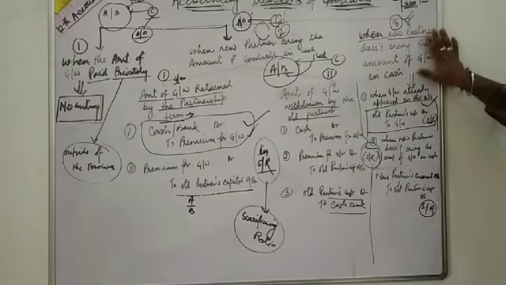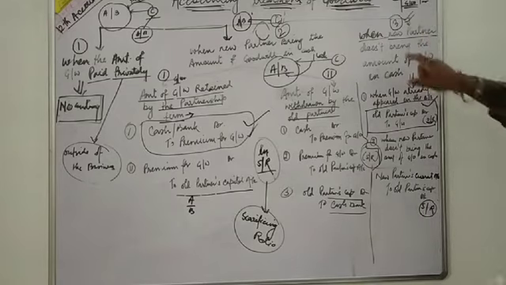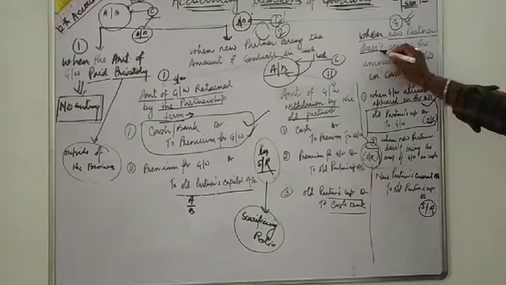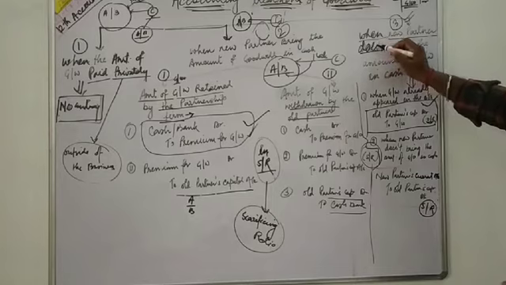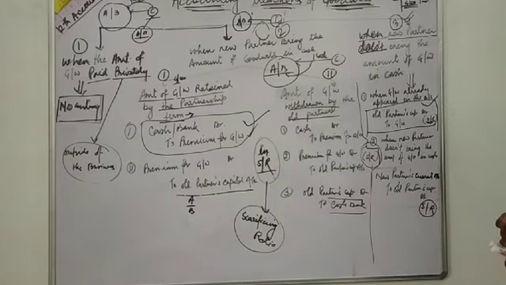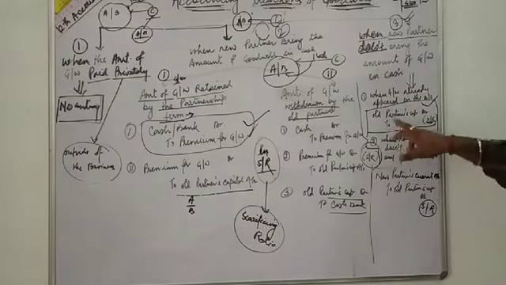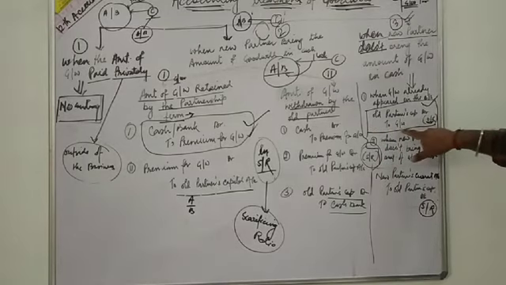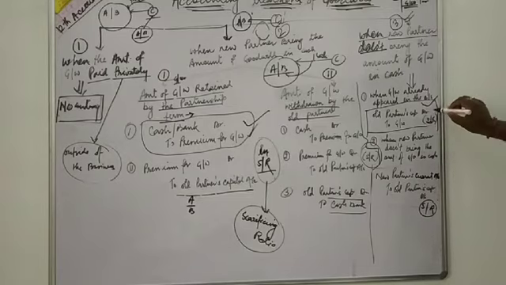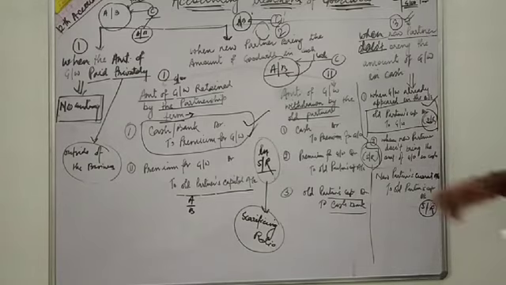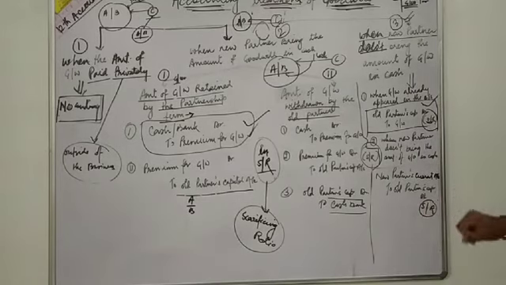Third case: when the new partner doesn't bring the amount of goodwill in cash. So what will we do? When goodwill has already appeared in the books of account, we will write it off. The entry is old partners' capital account debit to goodwill in old ratio. And second, when the new partner doesn't bring the amount of goodwill, we will debit his current account: new partner's current account debit to old partners' capital account.